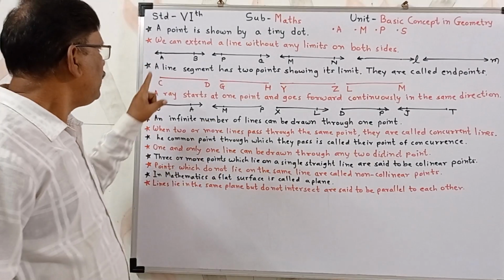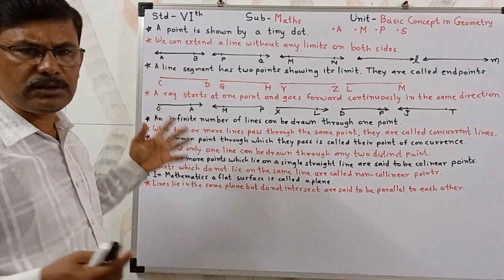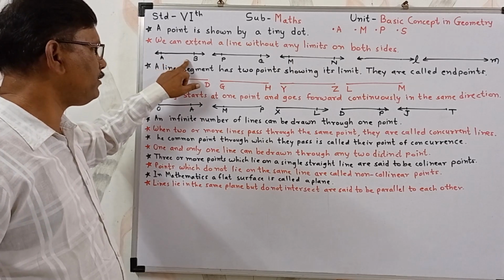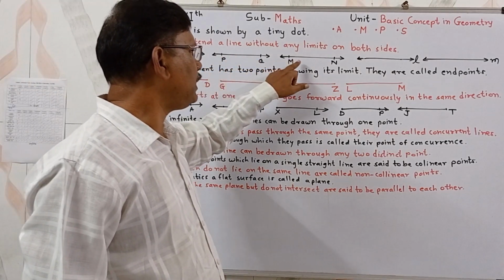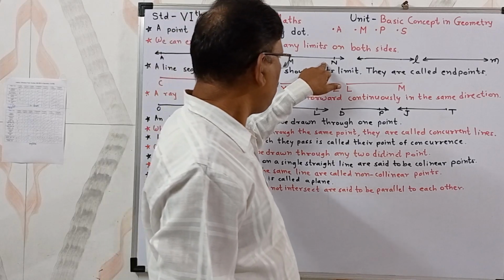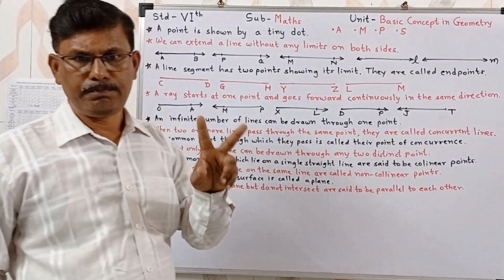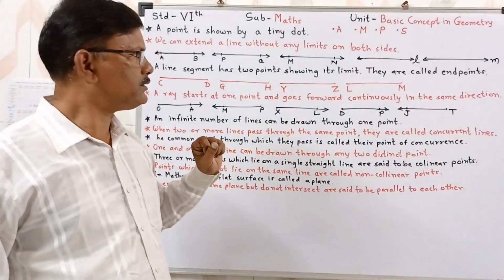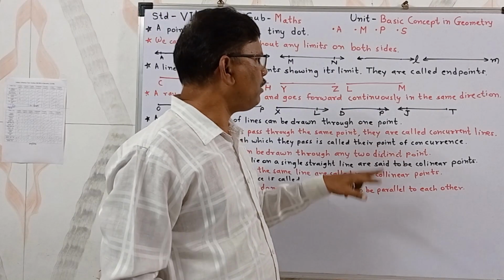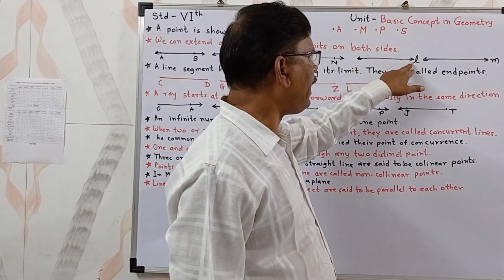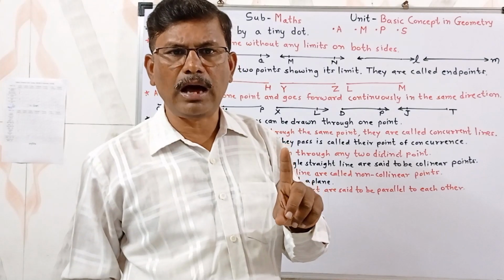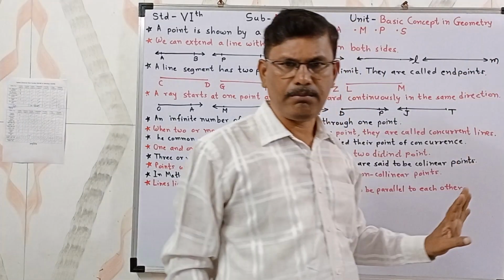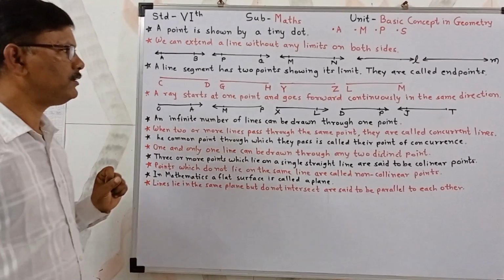And this is how we can read it. We read it line AB, line PQ, line MN, by two capital letters. But we can read it by only one alphabet also, line L, line N. Understood? By this type.